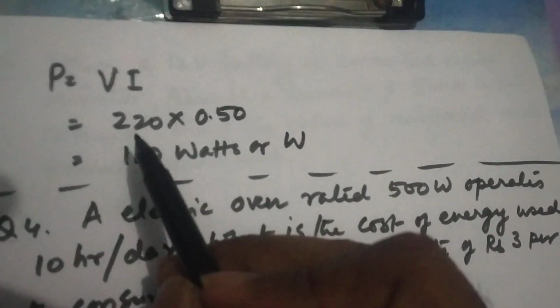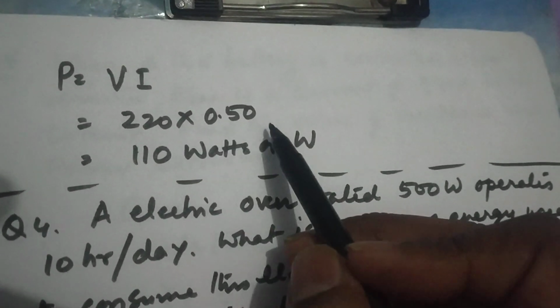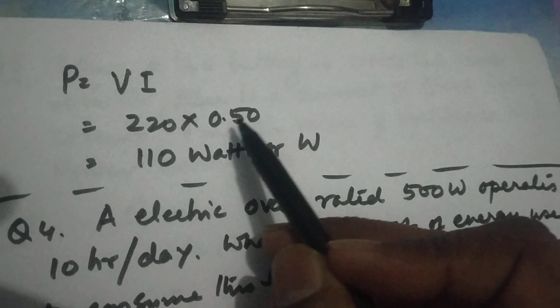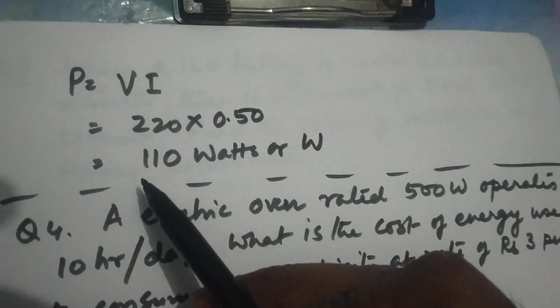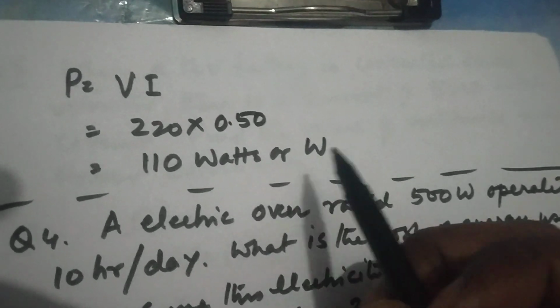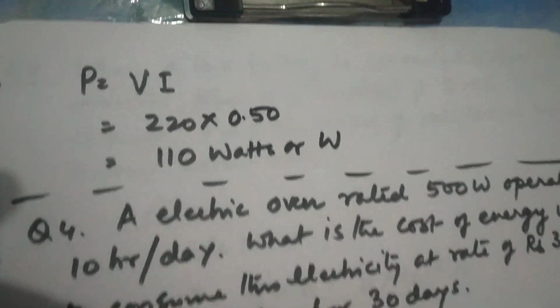So we are coming to this formula. P is equal to VI. What is your P? 220. What's the I? 0.50. 0.5 means 1 by 2. So you can cancel it. So you get 110 watts. So power, you have already got it.